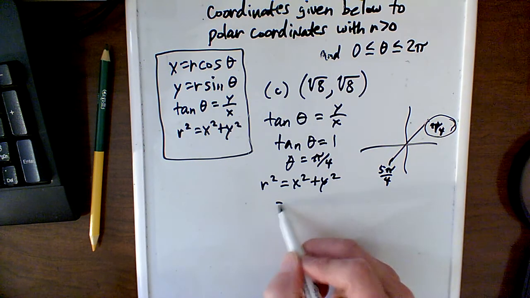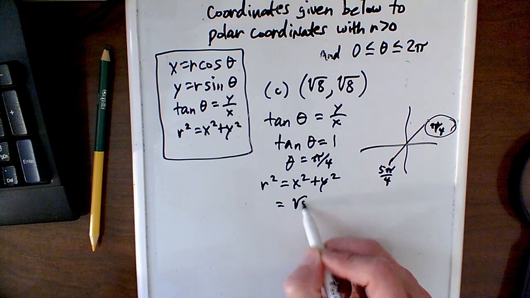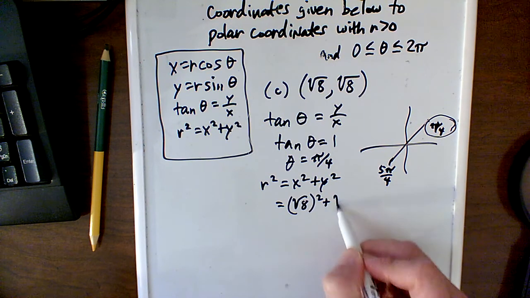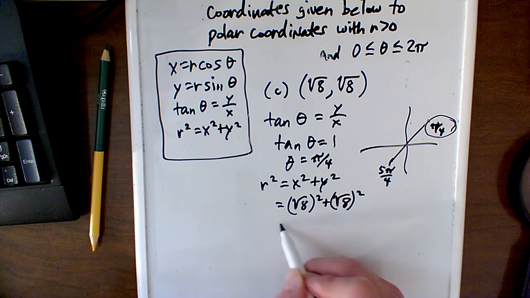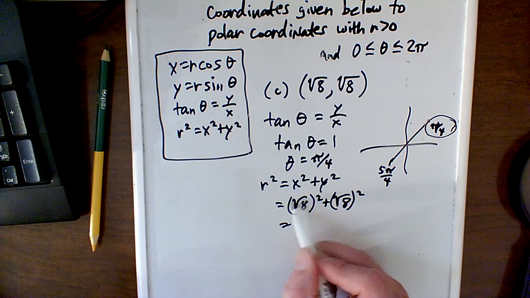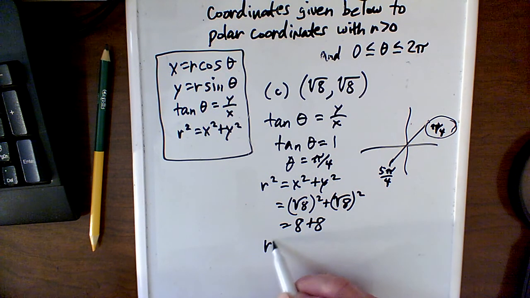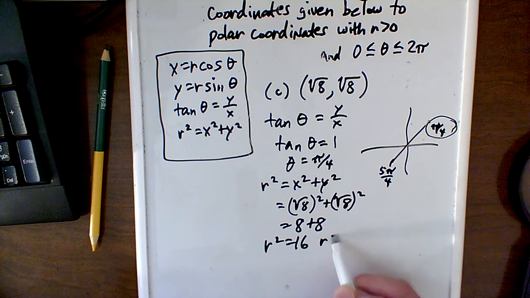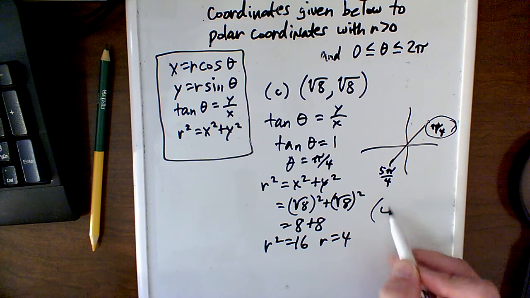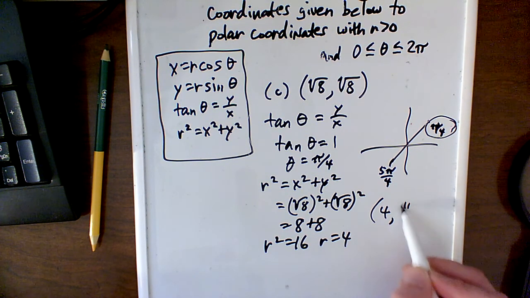And then to find our r, we just do x squared, square root 8 squared, plus square root of 8 squared, equals, and square root of 8 squared, the square root and the squares cancel, we have 8 plus 8. R squared equals 16, so r is 4. And we write it as 4 comma pi over 4.